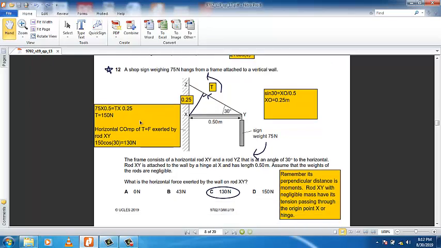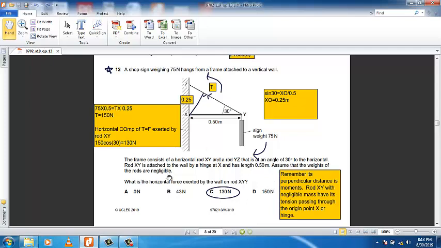Question number 12. That's a very good question. You can consider it a question for an A star student. It says that a short sign weighing 75 Newton hangs from a frame attached to a vertical wall. The frame consists of a horizontal rod XY and a rod XZ that is at an angle 30 degree to the horizontal rod XY. It is attached to the wall by a hinge X and has length 0.5 meters. Assume the weights of the rods are negligible.